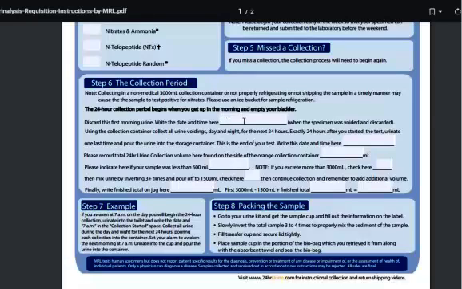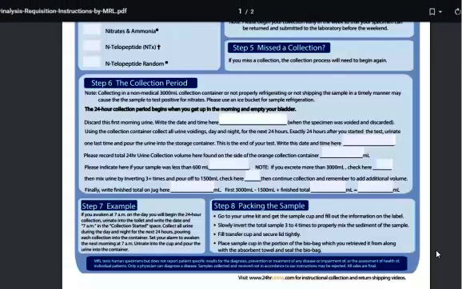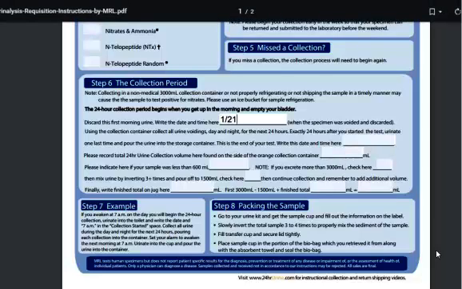Okay, the 24-hour collection period begins when you get up in the morning and empty your bladder. Okay, so what you'll do is you'll go in, you'll discard the first morning urine. So let's say it's 7 a.m. Your alarm clock just goes off. You go to the restroom. Okay, well, you'll write that date and time here. So it's 7 a.m. on the 21st.